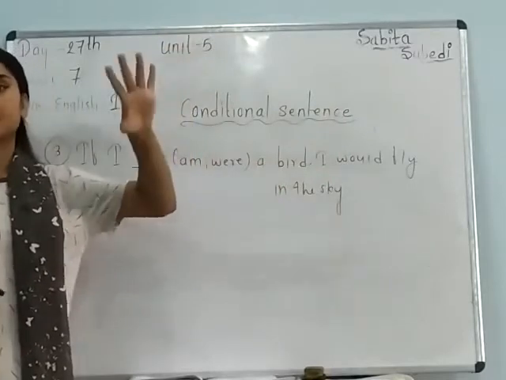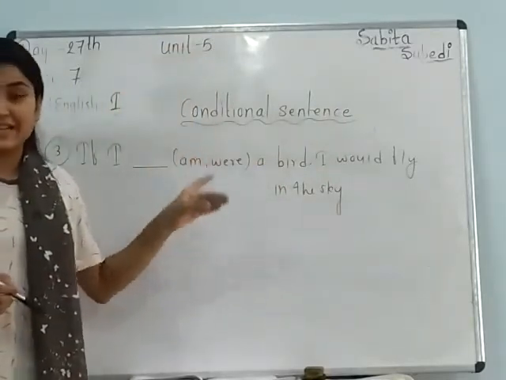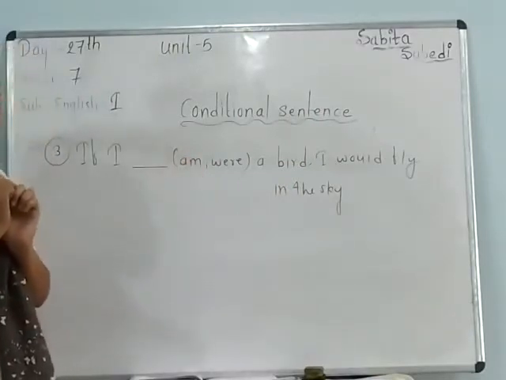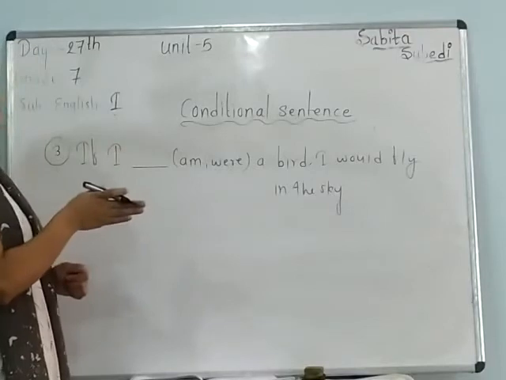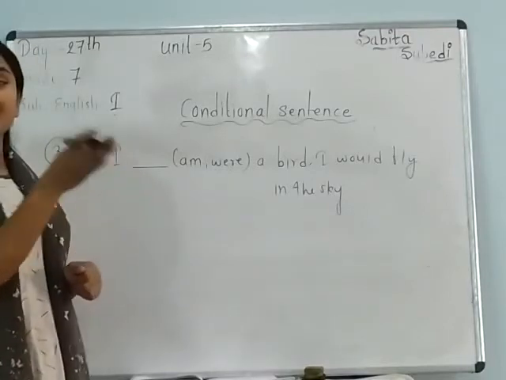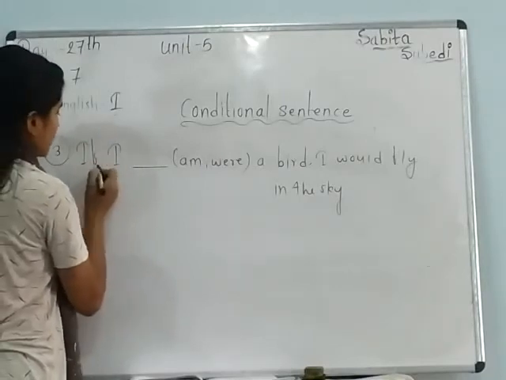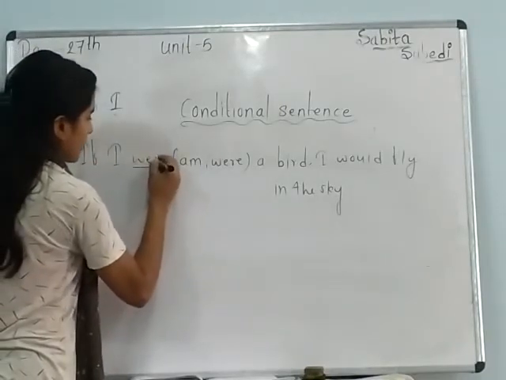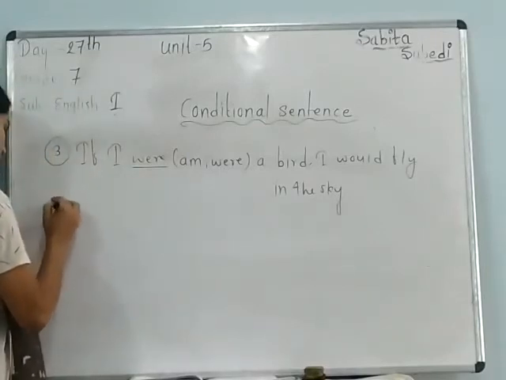So it's would plus verb 1, and would plus verb 1 goes under which type? Conditional type 2. That's why in conditional type 2, what is there in the if part? It is if plus simple past, isn't it? So let's write the if plus simple past. If I were, where is a simple past. Alright? Number 4.